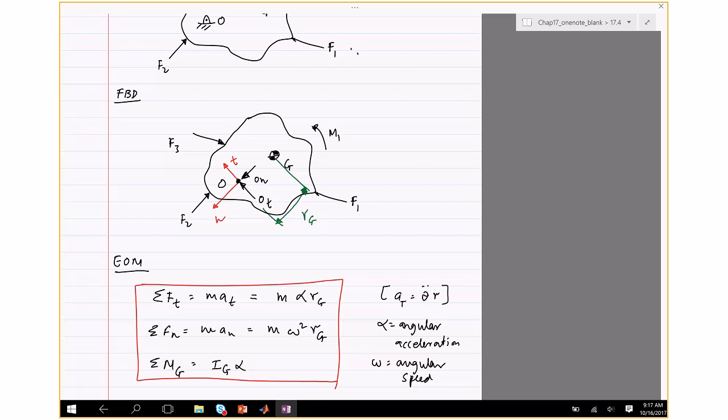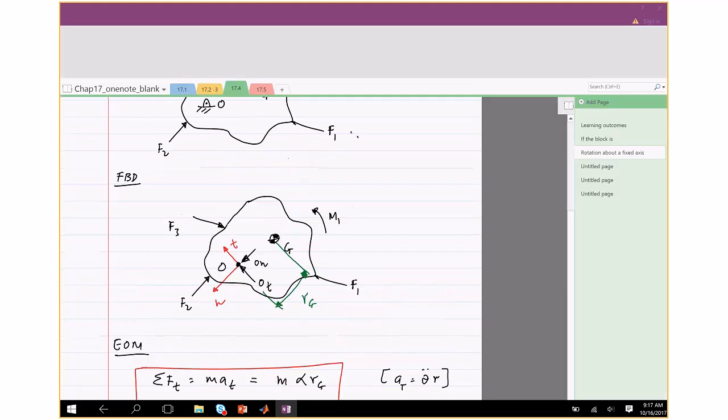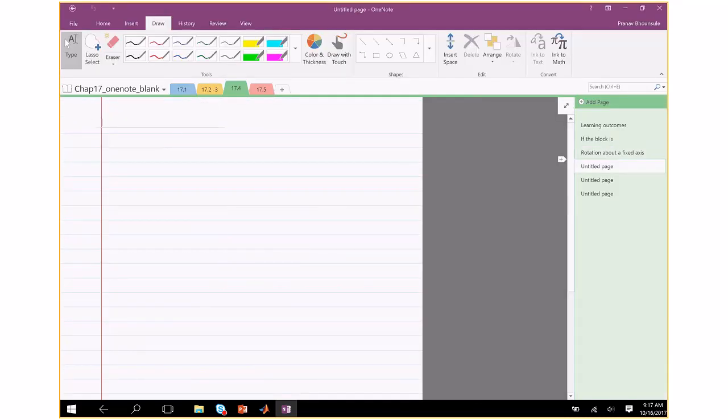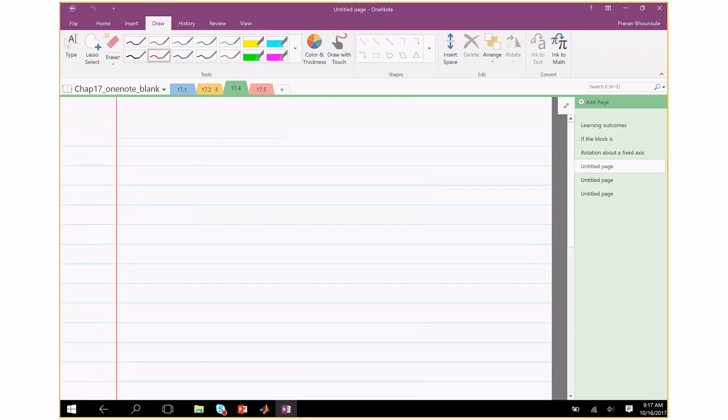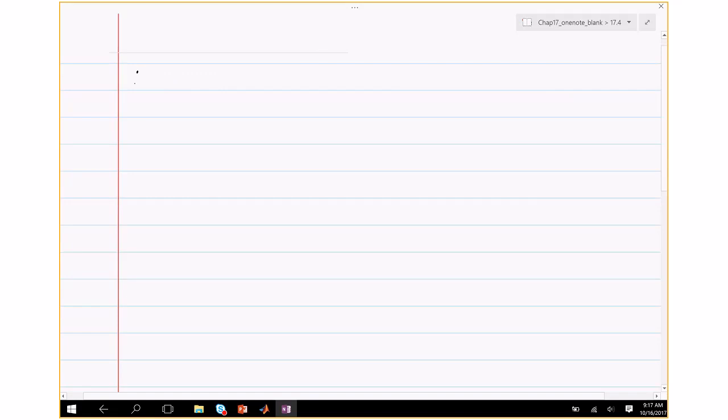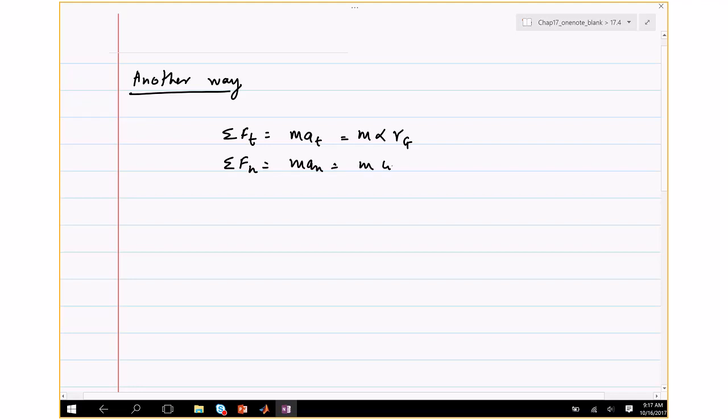So the next step is another way of solving the same problem. If that was very unclear to you, don't worry, I'll solve a problem and it'll become clear. So there's another way to write the equations. The first two equations remain as they are. Ft equals mass times At, which is m alpha rg. The second equation remains as it is, Man equals mass times omega square rg. However, the third equation is, instead of taking moments about point G, we take moments about point O.